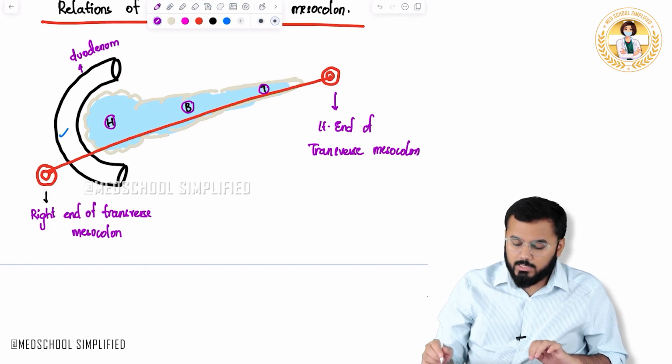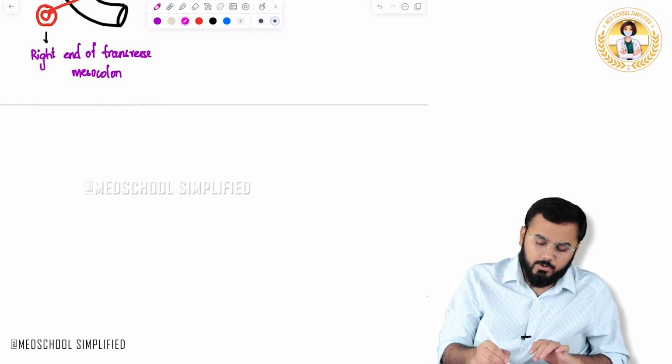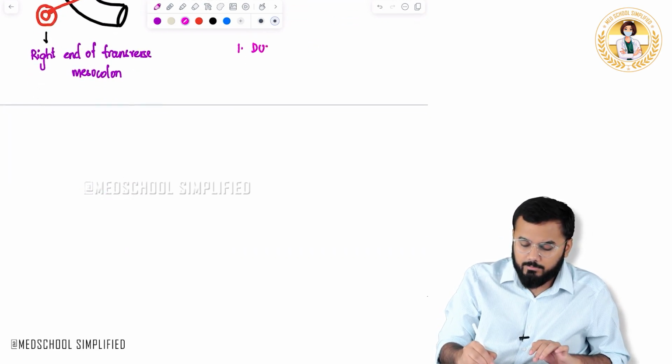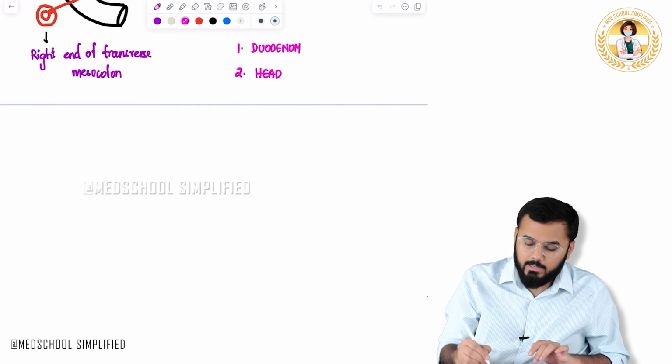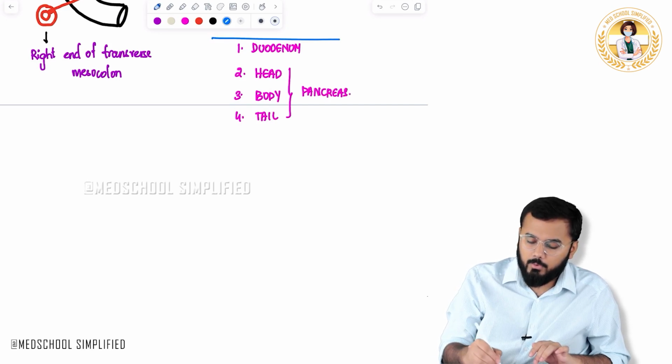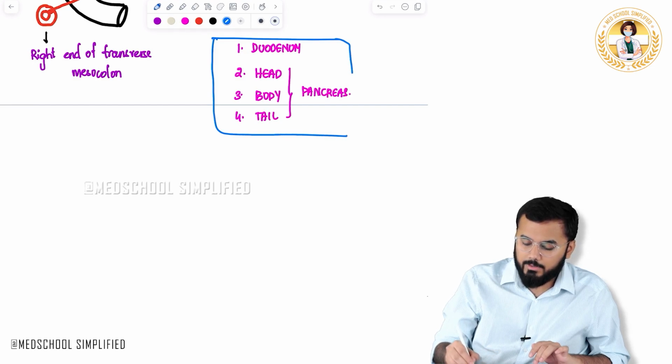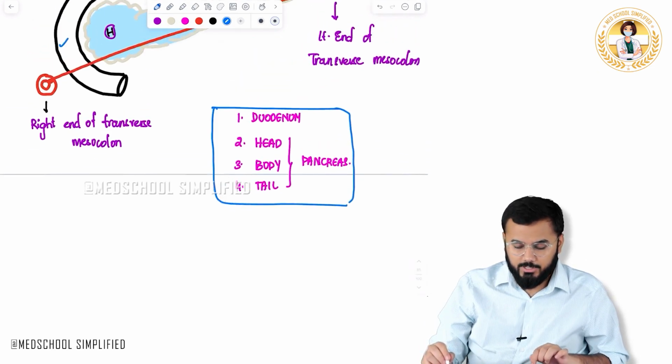So what are the structures in relation here? The first important structure in relation is the duodenum. The second important thing is the head, third is the body, and fourth is the tail, of the pancreas. These are the final important points which I want you to remember here. These are the structures which are in relation here.